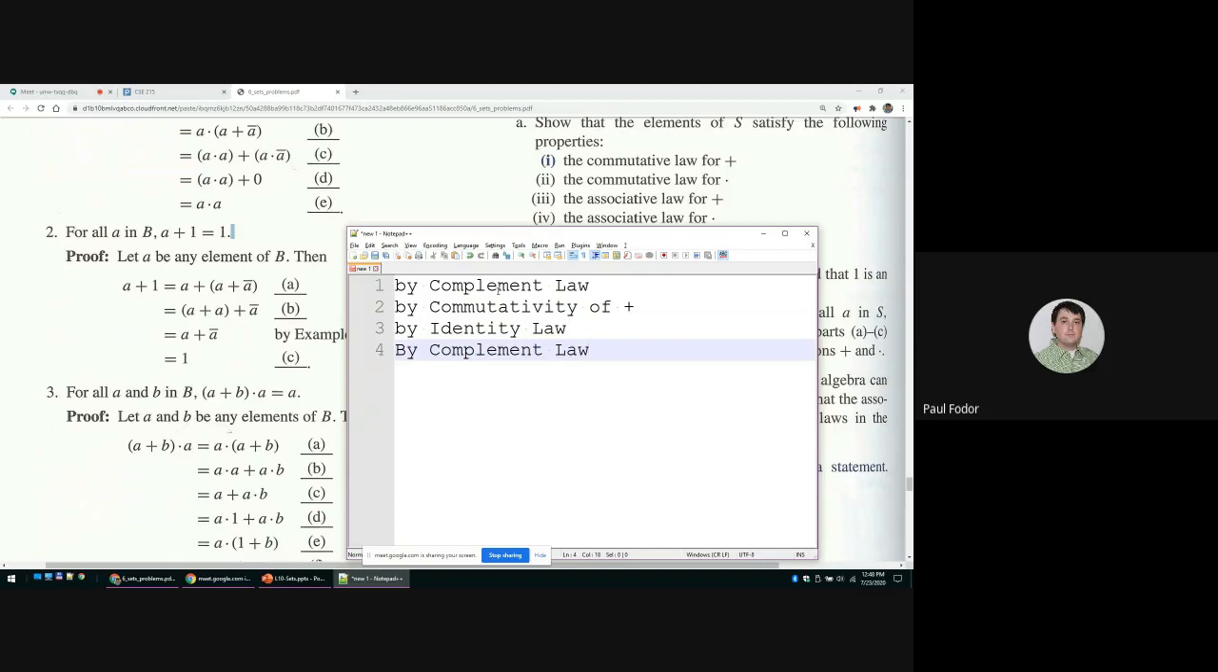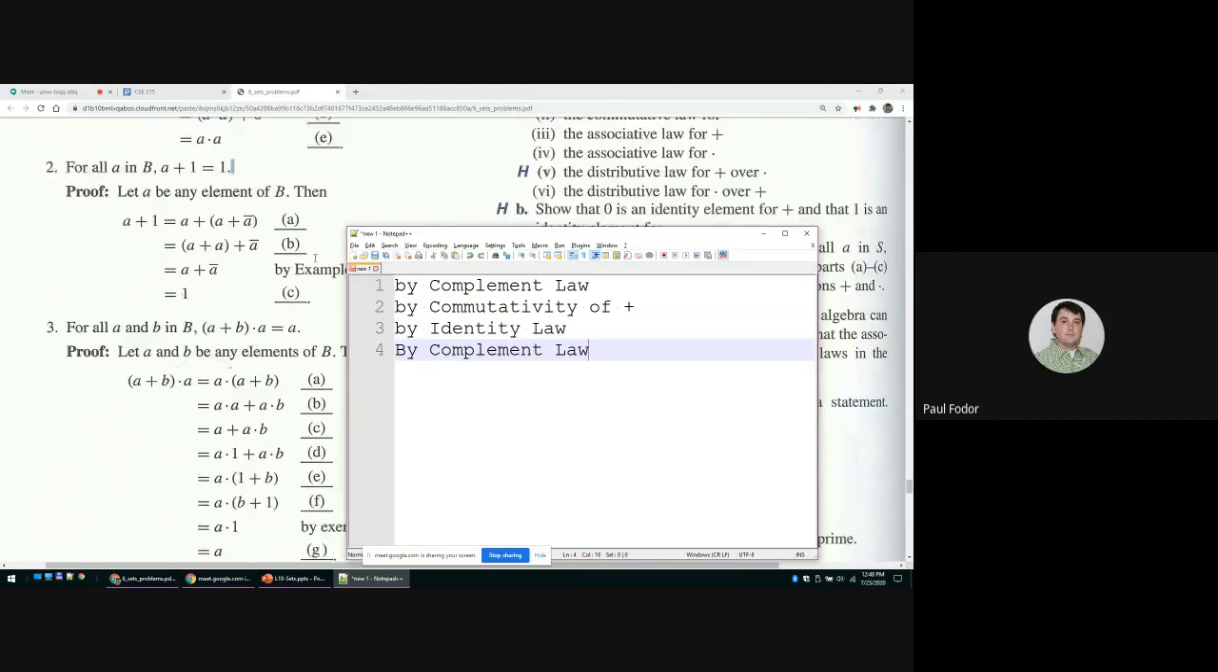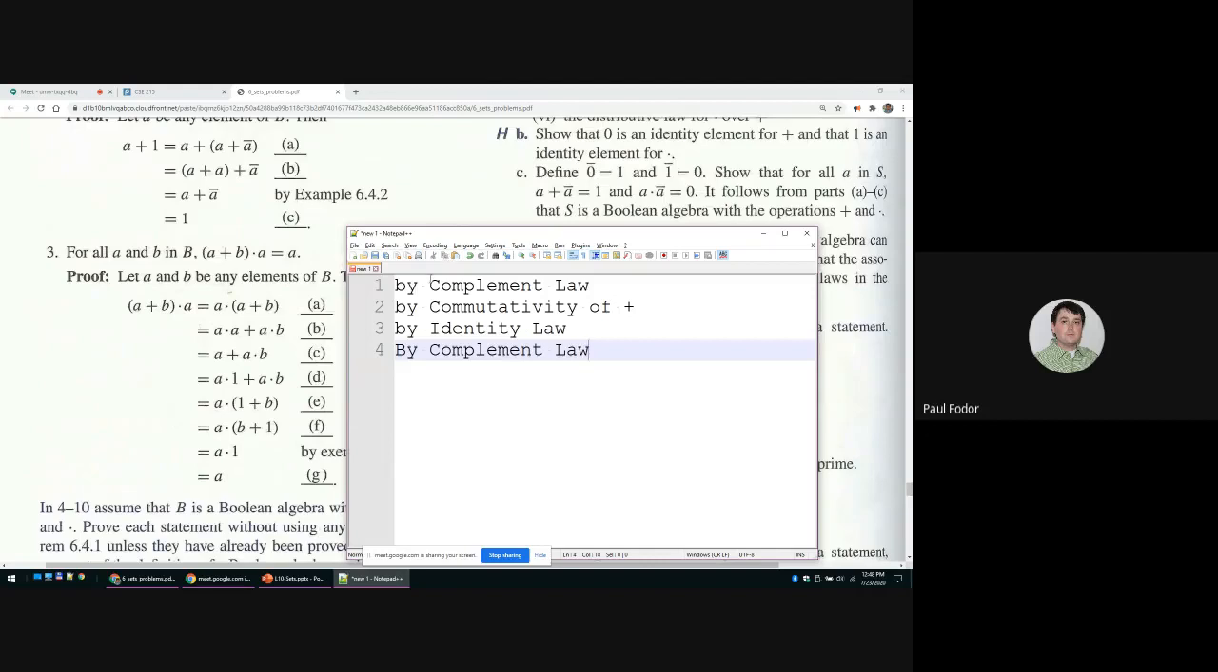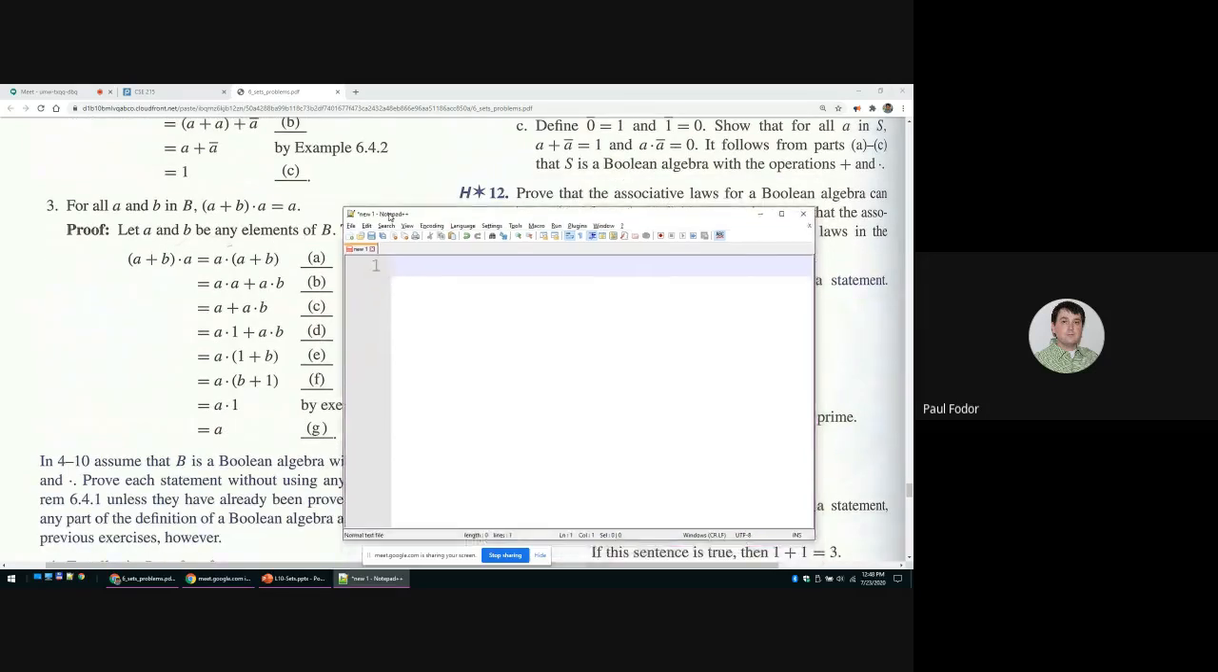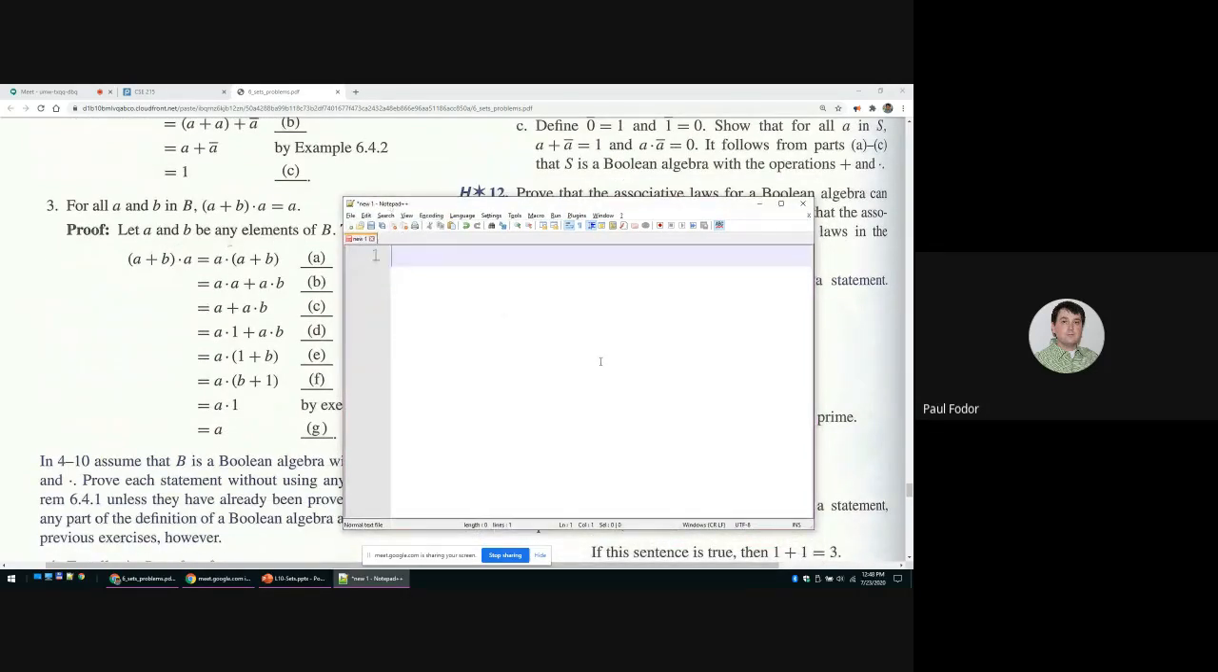Next one, let's scroll down. It's here. This is a little bit longer. It's actually a very important property that can be used to prove other properties. So we start from the beginning. A union B intersect A, by commutativity, is A intersect A union B. So it's commutativity of intersection.